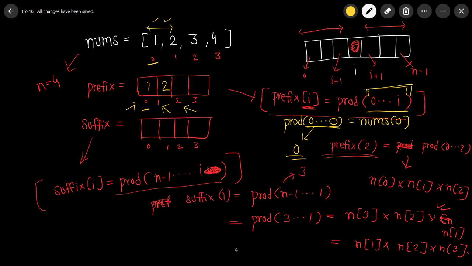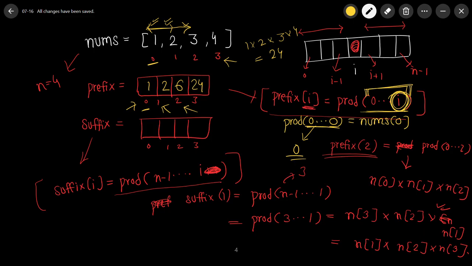Similarly, prefix of 2 would be product of 0 to 2. 0 to 2 means this portion. So this has 1, 2, and 3. So their product is 6. Similarly, prefix of 3 means product of 0 to 3 index. That means nums of 0 into nums of 1 into nums of 2 into nums of 3. So this is 24. So this is our prefix array for this case.